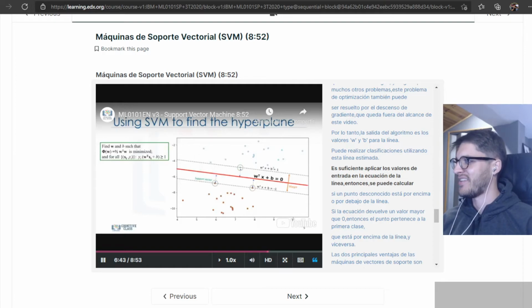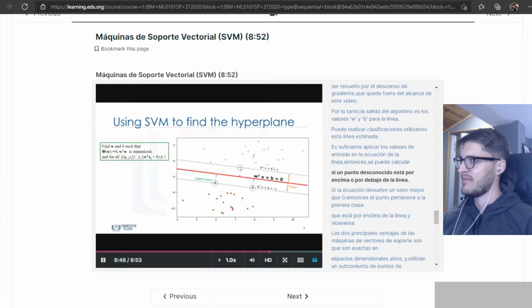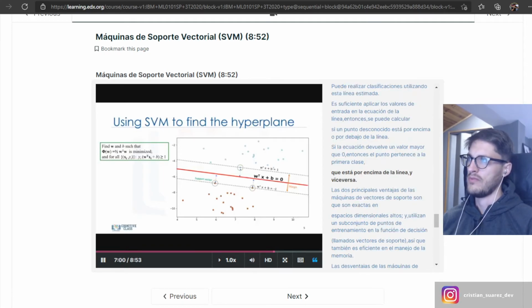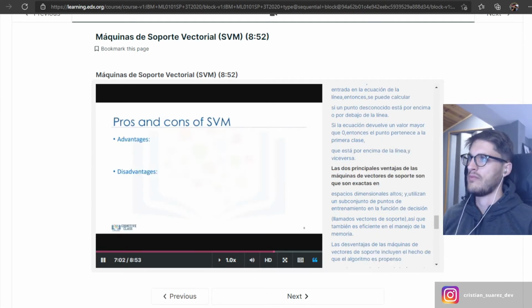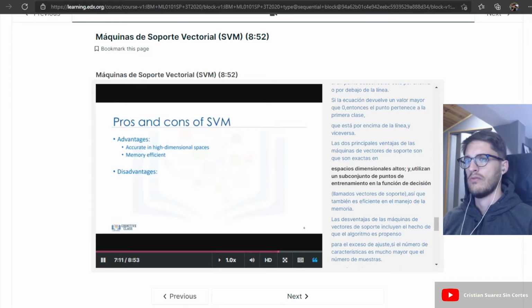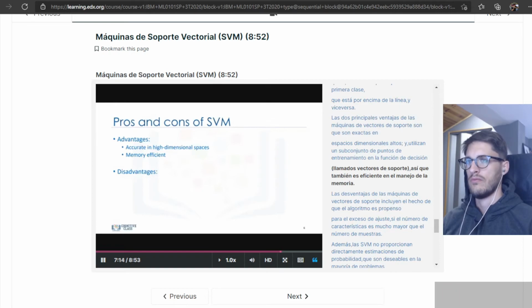To plug input values into the line equation, then you can calculate whether an unknown point is above or below the line. If the equation returns a value greater than 0, then the point belongs to the first class, which is above the line, and vice versa. The two main advantages of support vector machines are that they're accurate in high-dimensional spaces, and they use a subset of training points in the decision function, called support vectors, so it's also memory efficient.